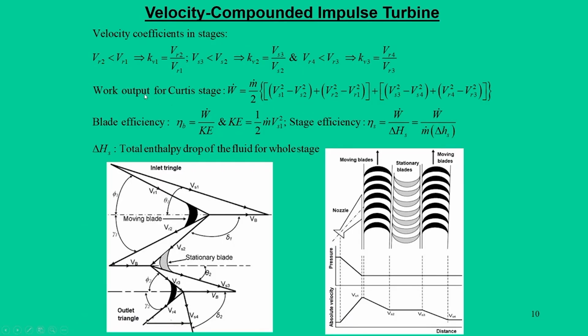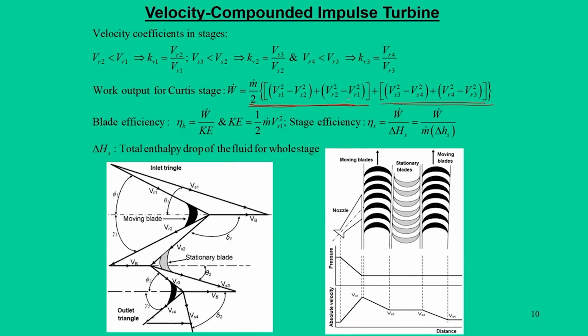Just to give the mathematical insight about the work output that we get from a Curtis stage, this is the general expression. If you recall our previous lectures, we derived that the work output from an impulse blade is m dot by 2 into the bracket Vs1 square minus Vs2 square plus Vr2 square minus Vr1 square. For the time being, just ignore this term right now. If you have only one set of blades, this is the work output from the blade.